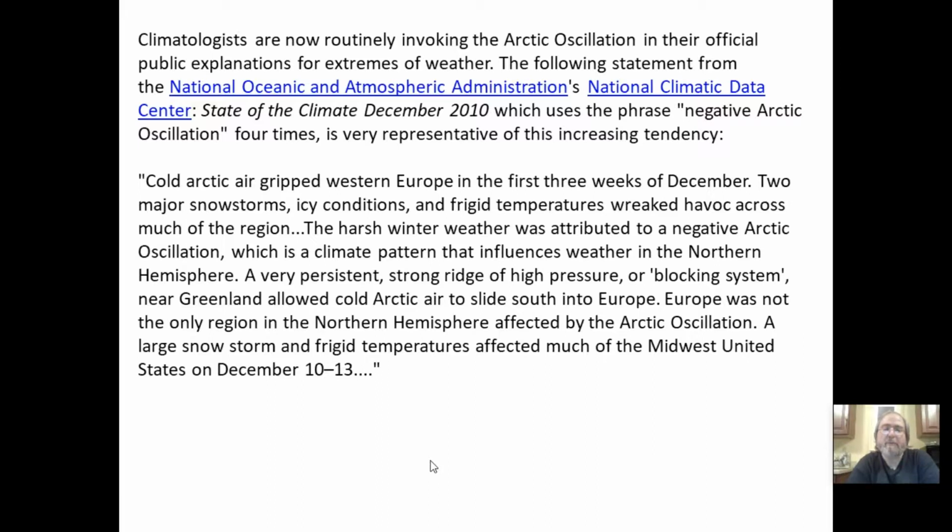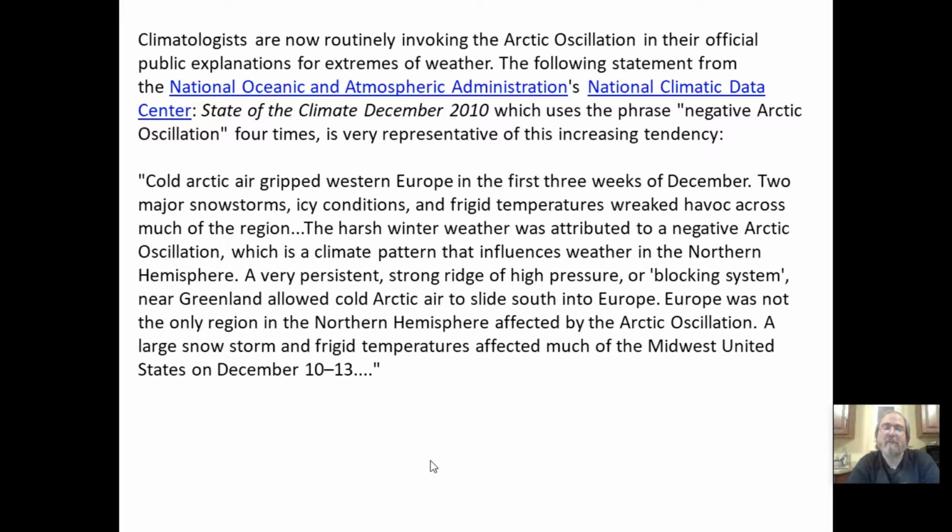Cold Arctic air gripped Western Europe in the first 3 weeks of December. 2 major snowstorms, icy conditions, and frigid temperatures wreaked havoc across much of the region. The harsh winter weather was attributed to a negative Arctic Oscillation, which is a climate pattern that influences weather in the northern hemisphere. A very persistent strong ridge of high pressure, or blocking system, near Greenland allowed cold Arctic air to slide south into Europe. What does that sound like? It sounds like the negative NAO, does it not?